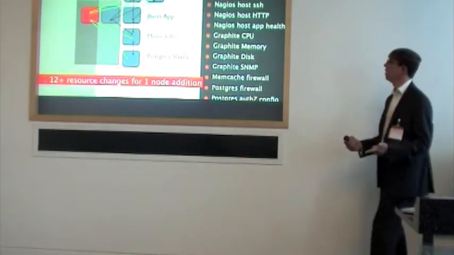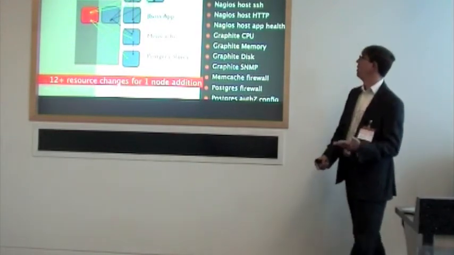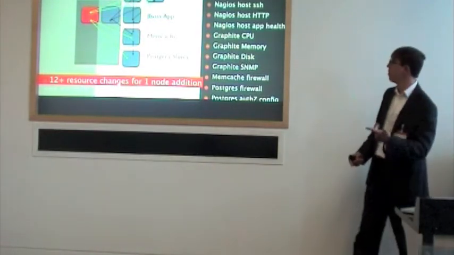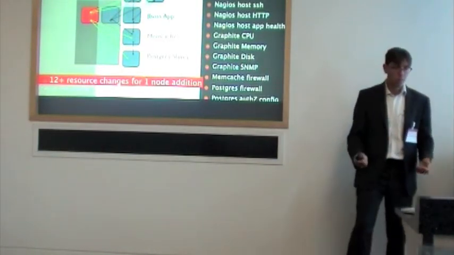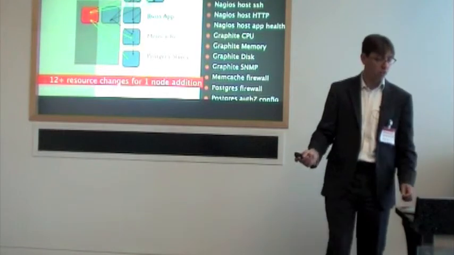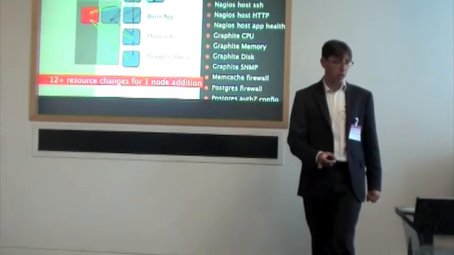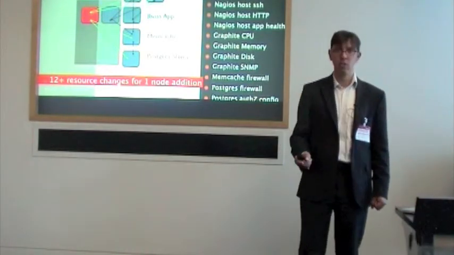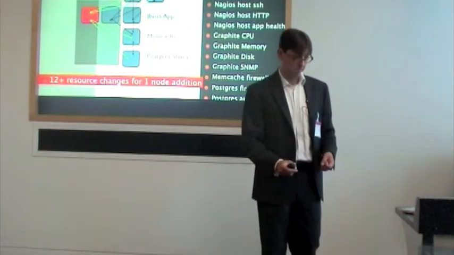We might want to check SSH. We need to change HTTP. Maybe there's an app health check. And then there's some graphite stuff. CPU, memory, disk, SNMP, Memcache, Postgres firewall rules, Postgres auth configuration. This is for one node edition, 12 or more resource changes, but actually it just happens without us ever needing to do anything at all.